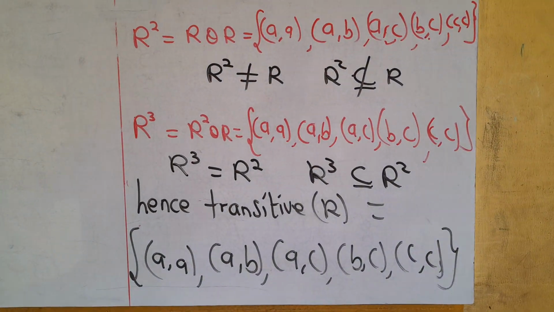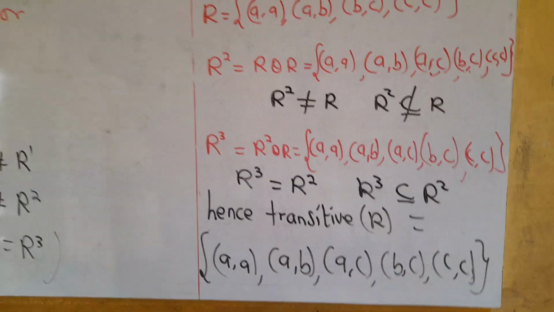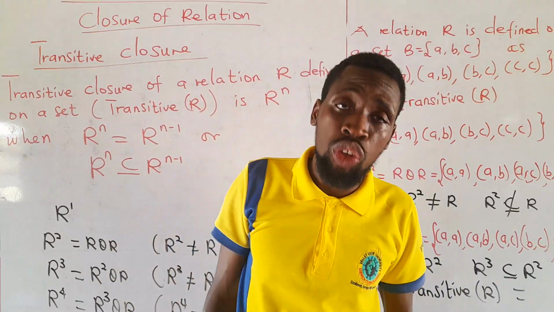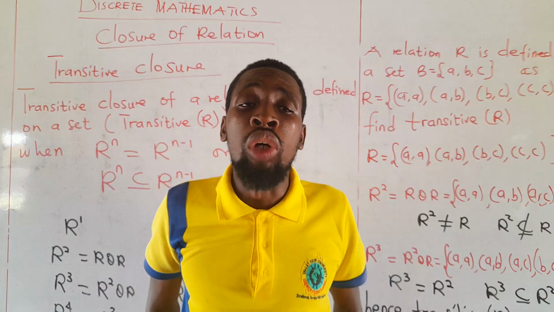This is very, very simple if you get the concept. So today we have been looking at reflexive, symmetric, and transitive closures. We'll end it here today.